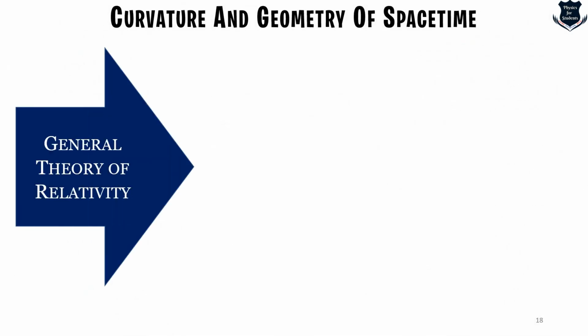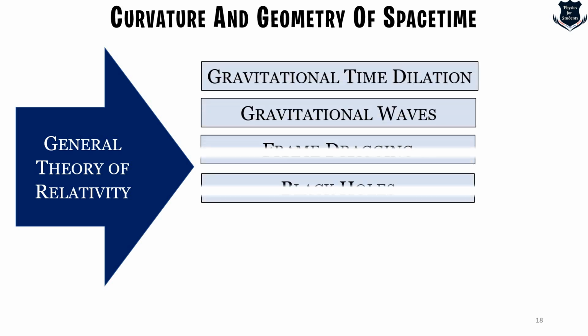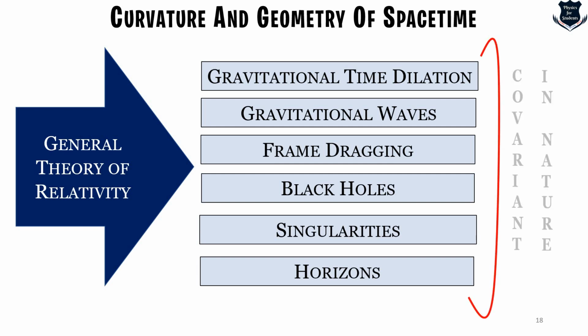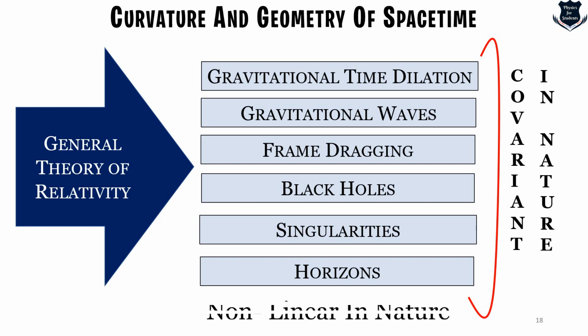If I take the general theory of relativity on the left hand side, and mention all those items of general theory of relativity, starting from gravitational time dilation to singularities and event horizons, you will see these are obviously very covariant in nature. I have explained in many of my videos what I mean by covariant. It is basically a tensor term, and I've already started a video series on tensors, and obviously it is non-linear in nature.